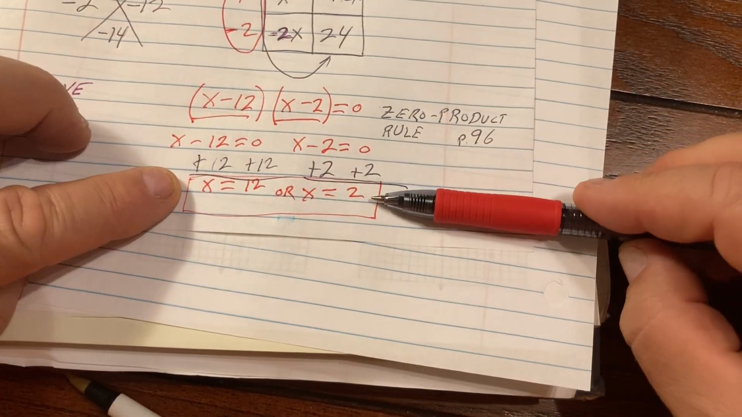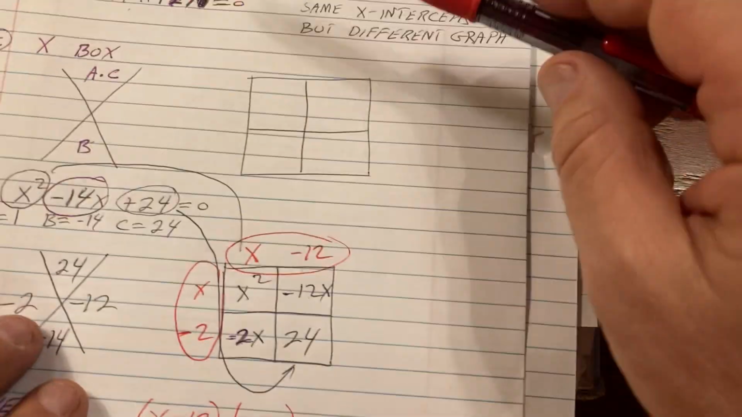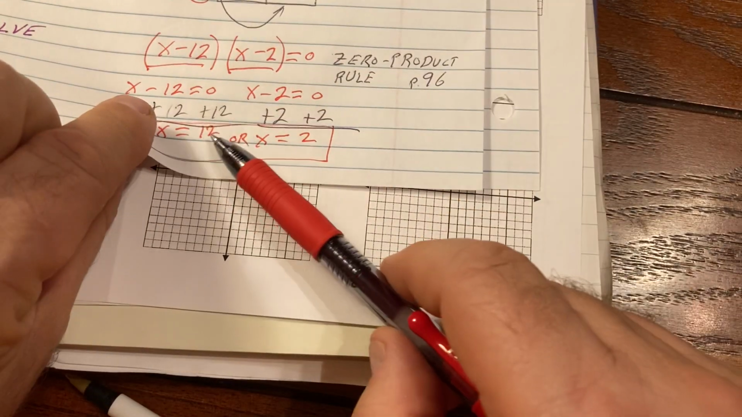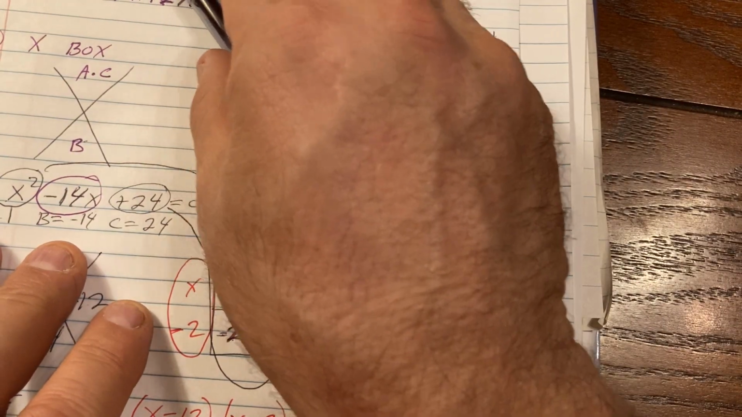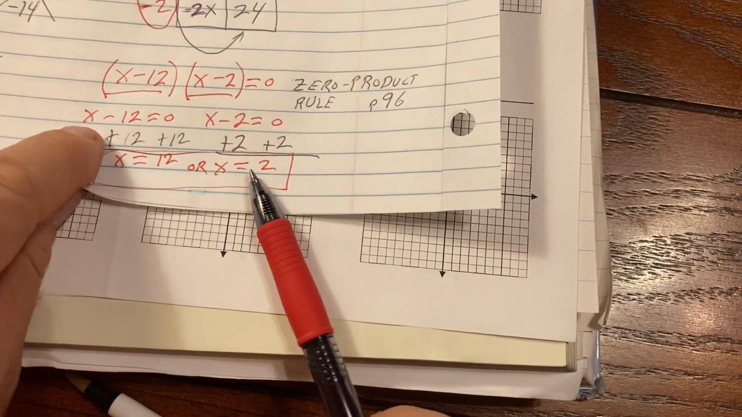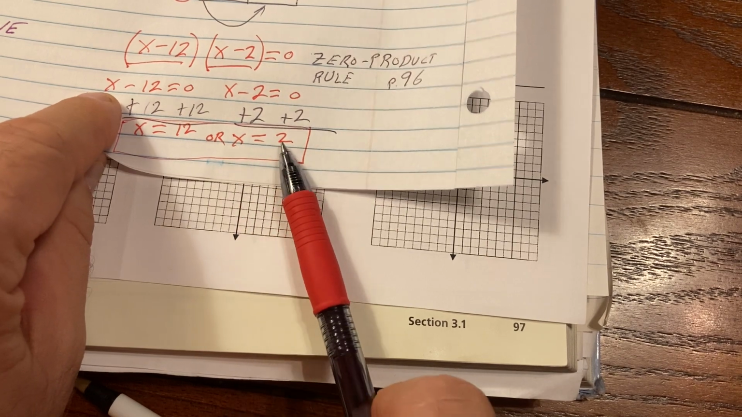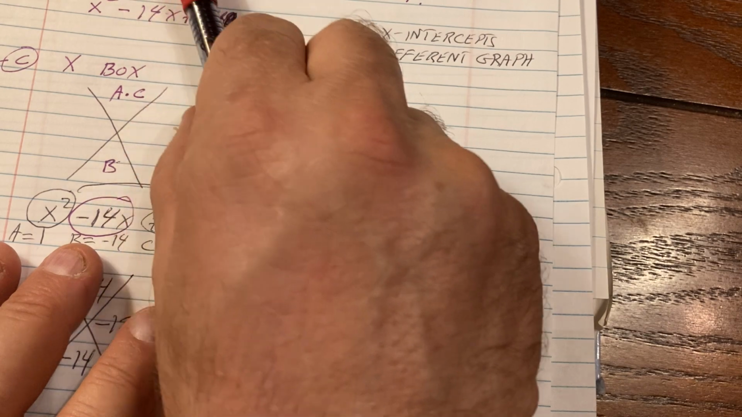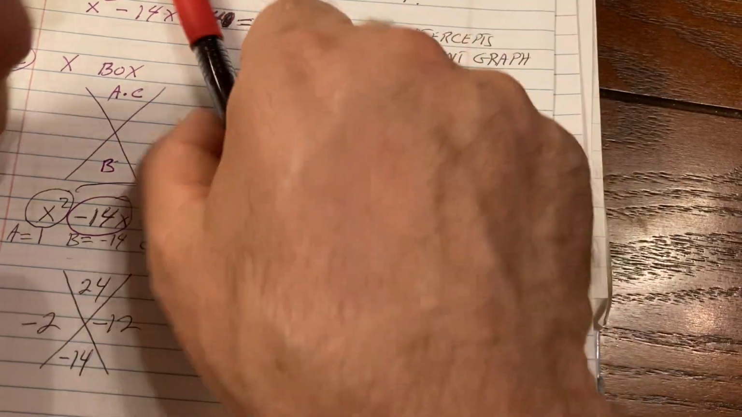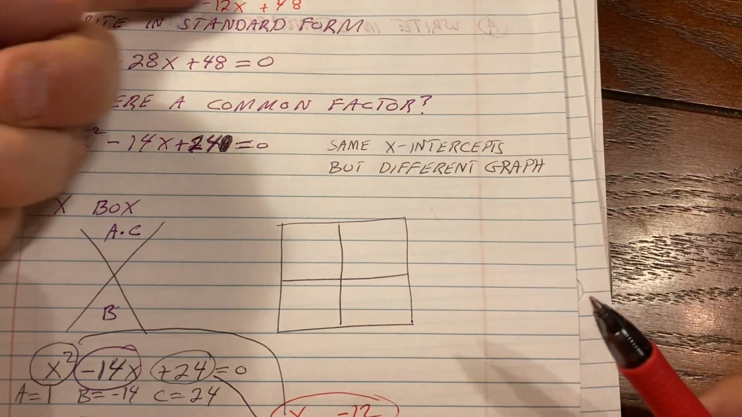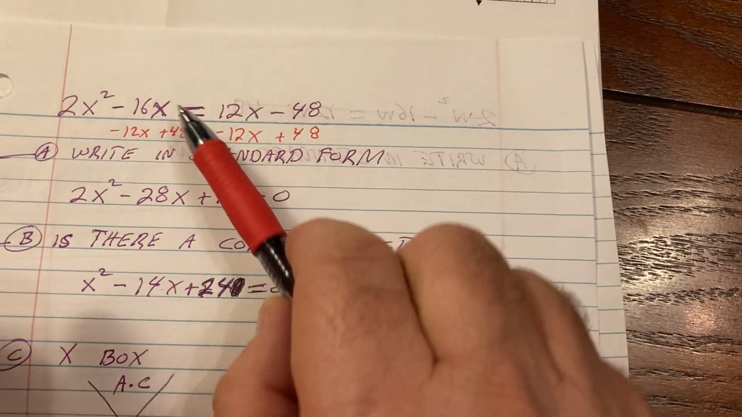How do I know if that's right or not? I can always go back to the original problem and replace x with a 12. When x is 12, the left side of the equation should be the exact same as the right side. It does, because I've already checked. It should also work if x equals 2. When we replace the value of x with the number 2, the left side of the equation should be the exact same as the right side. The value on the left side should be equal to the value on the right side. There it is right there. Okay.